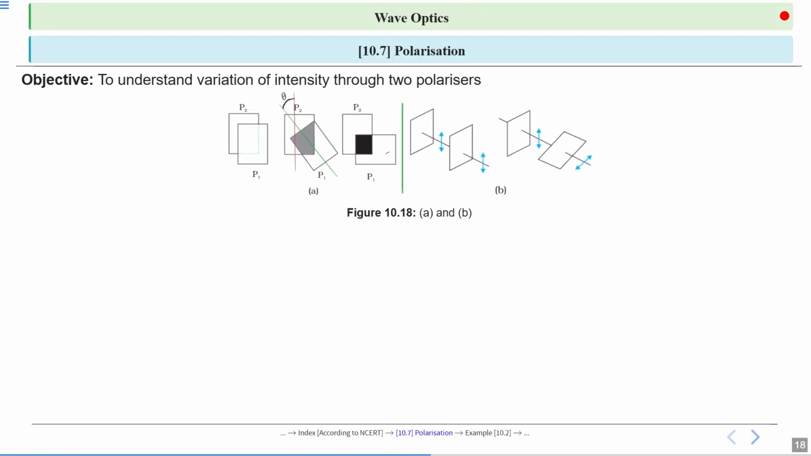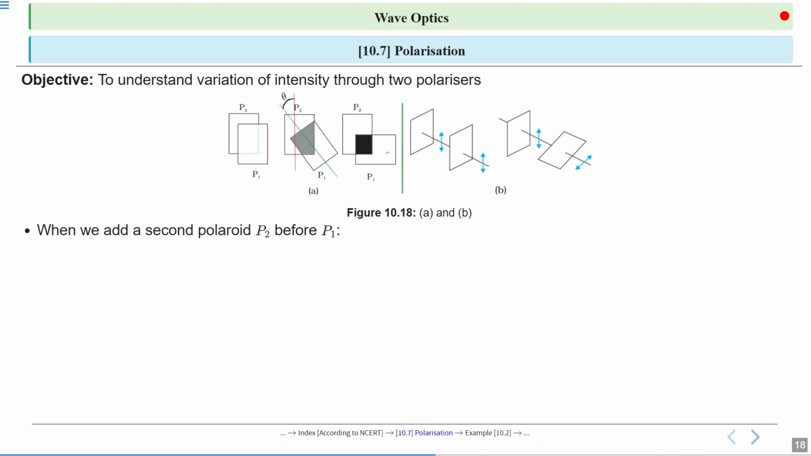So now we'll study the variation of intensity through two polarizers. Our objective is to understand this variation using a simple setup. Take a look at the image provided, which shows two Polaroids labeled P1 and P2. Notice how they are positioned relative to each other. You can see there are two axes, one passing through P1 and one passing through P2, and the angle between the axes of both Polaroids is theta. These axes are the transmission axes of the two Polaroids, or we can say pass axes.